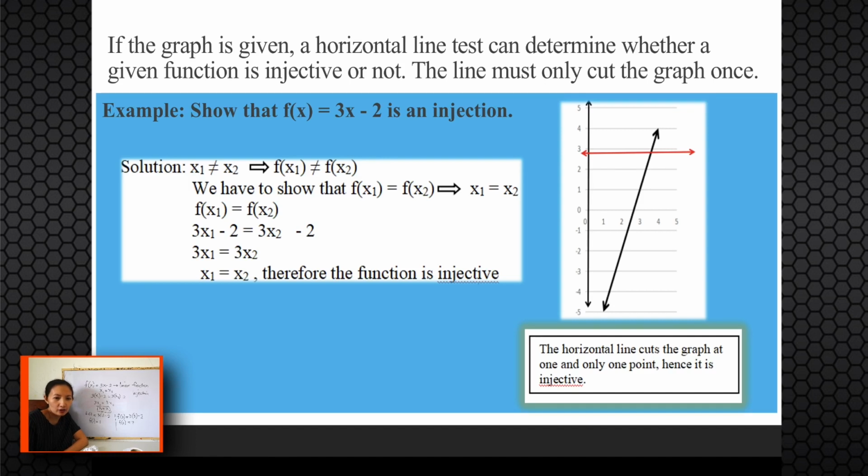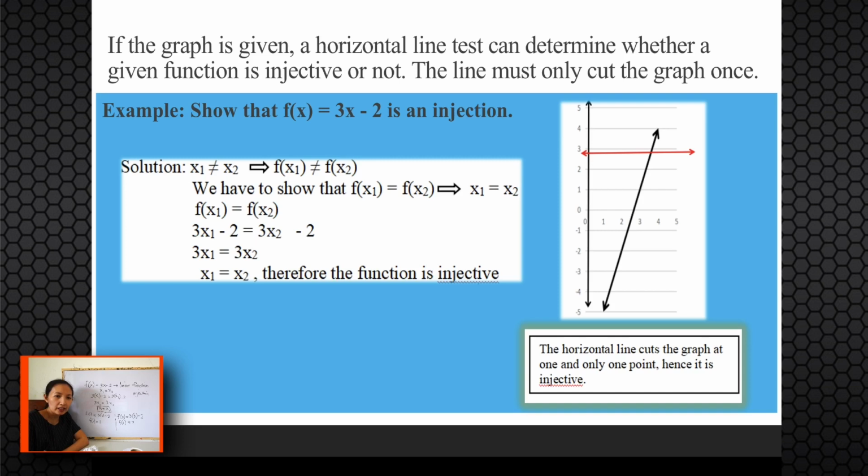Yes, all linear functions are injections. Now, this will answer your question, Freddy, because all linear functions would have a graph which looks like this, either slanting to the left or slanting to the right. So if we draw the horizontal line at any point along the graph, it will intersect or cut the graph once only. And therefore, hence it is injective. So the horizontal line cuts the graph at one and only one point. Hence, it is injective. Okay, so that answers your question, Freddy.